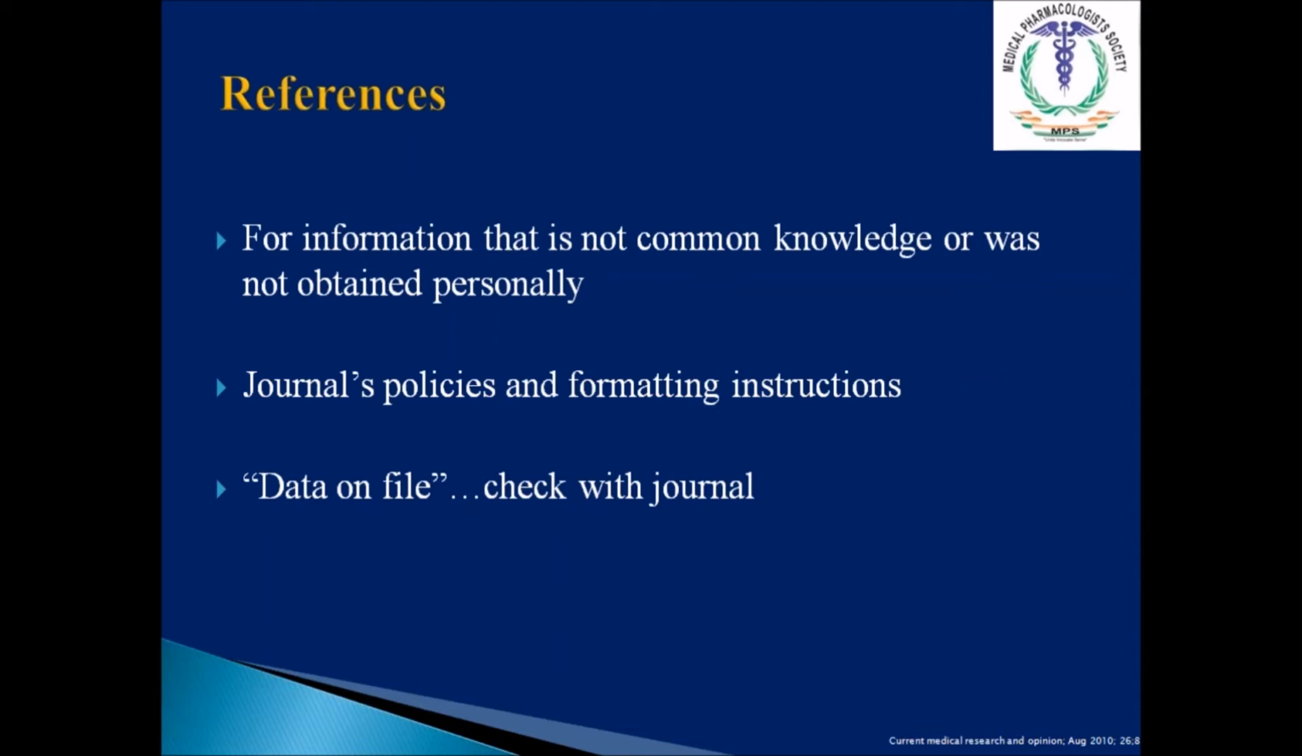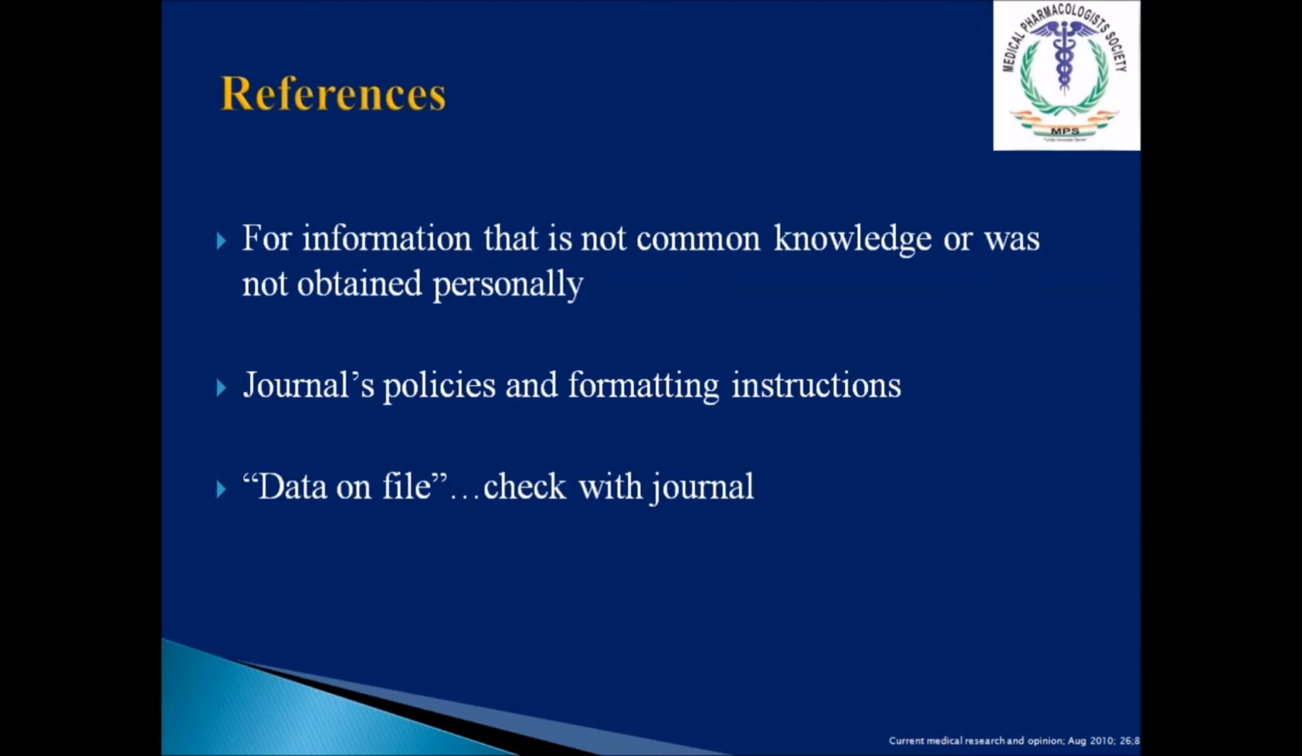We need to give references for knowledge which is not common and information which is not obtained personally. In your paper, you have written something and that information you have not obtained yourself. You have taken it from somewhere, some place, some person. So you have to give references for those particular things which are not obtained on your own. Regarding references, we have to adhere to the journal's policies and formatting instructions, which is very obvious. Another very important thing is data on file, especially if you're working in the industry.